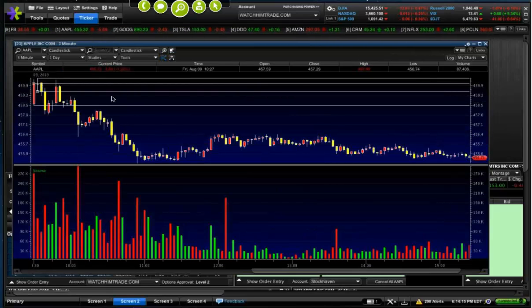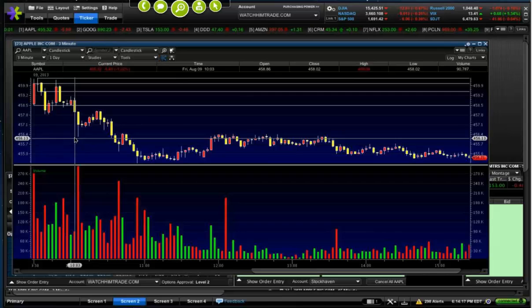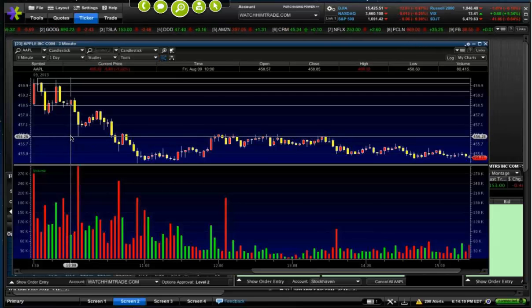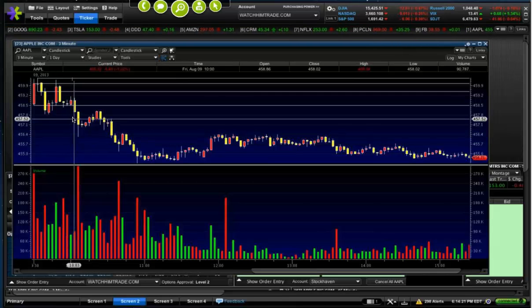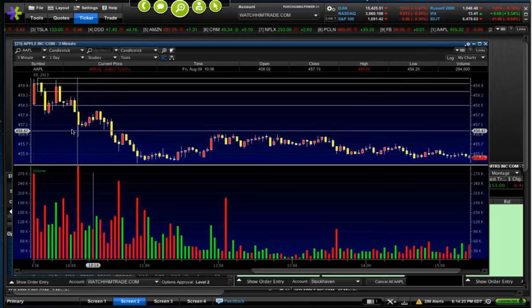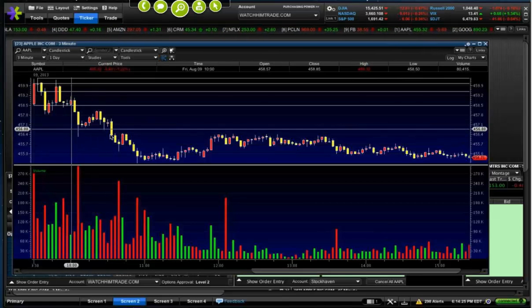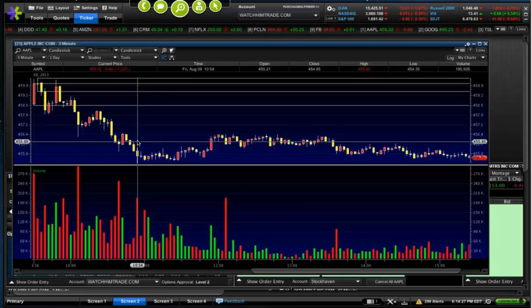And then you look at 10 o'clock, what happened? Nice move lower. Nice directional move. Apple dropped from 458.50 down to 454.50.